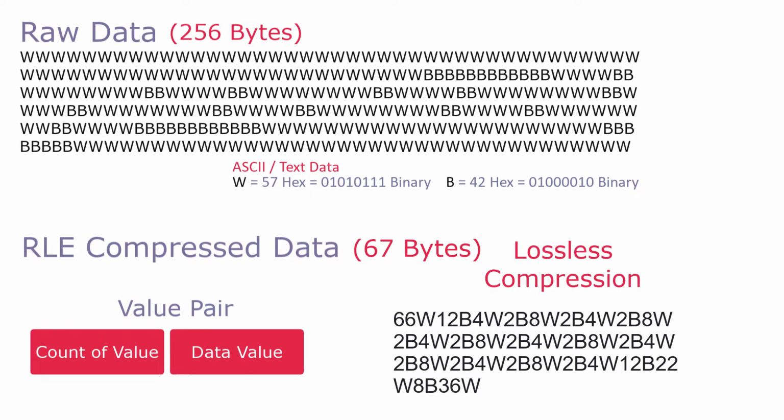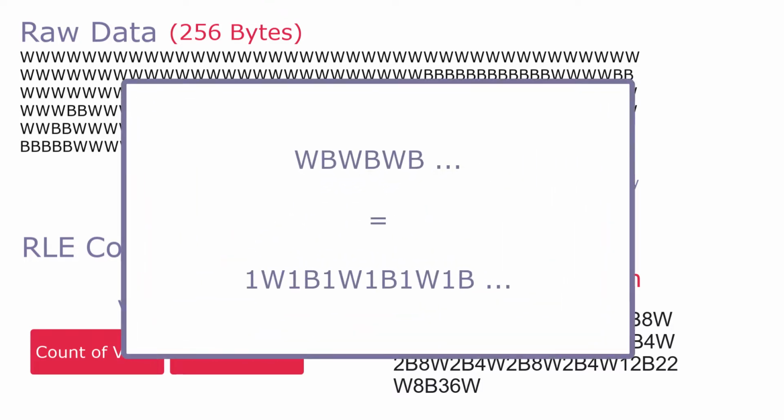The amount of compression possible depends on the actual data. Imagine our data is a stream of alternating W's and B's. WB, WB, WB, and so on. In this case, we have no long strings of W's or B's, and the encoded result will actually be bigger than the original.